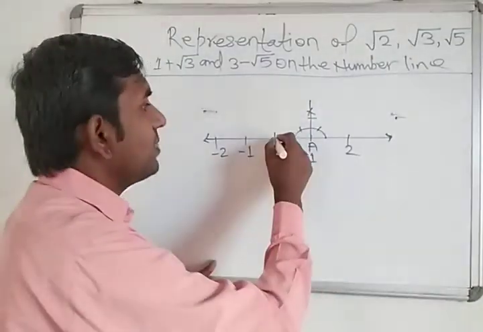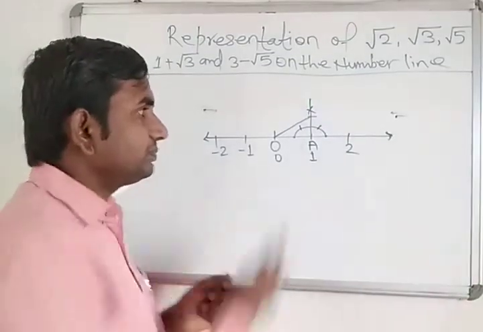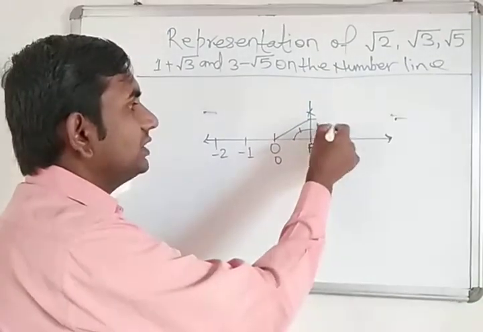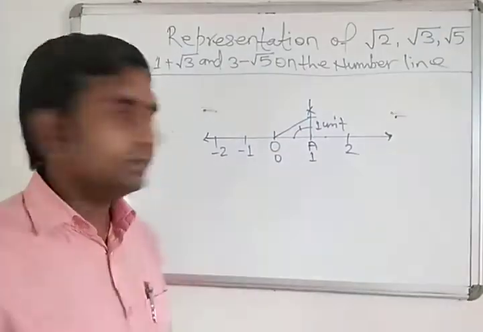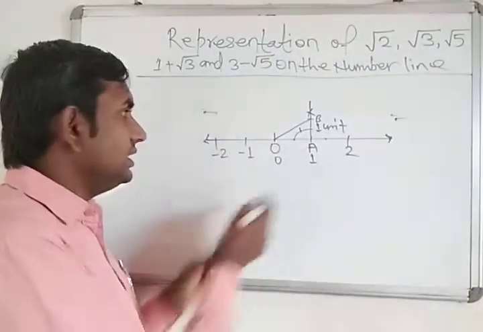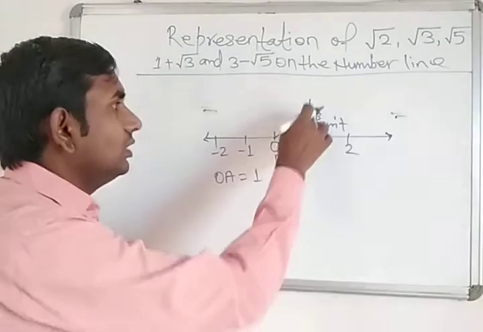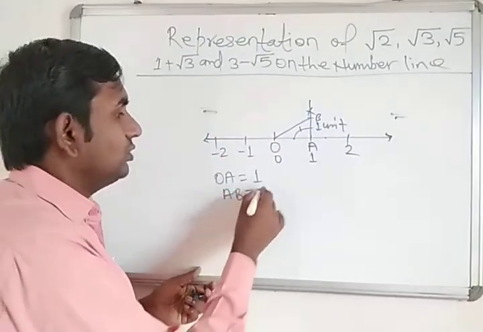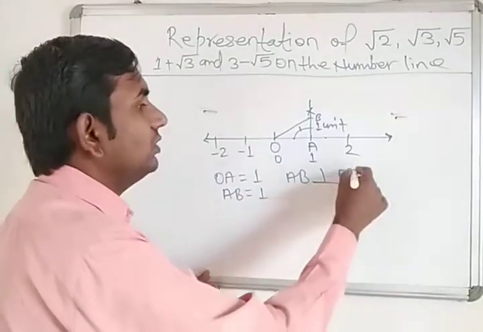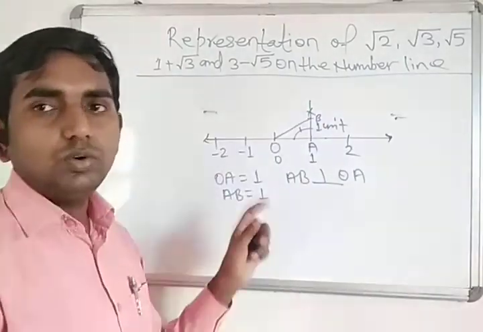Now we mark this point and write the name B. It is clear that here OA is equal to 1 unit, AB is equal to 1 unit, and AB is perpendicular to OA. And we join O to B.